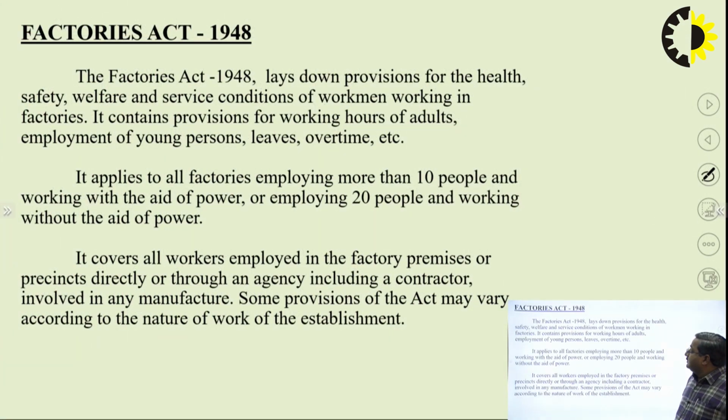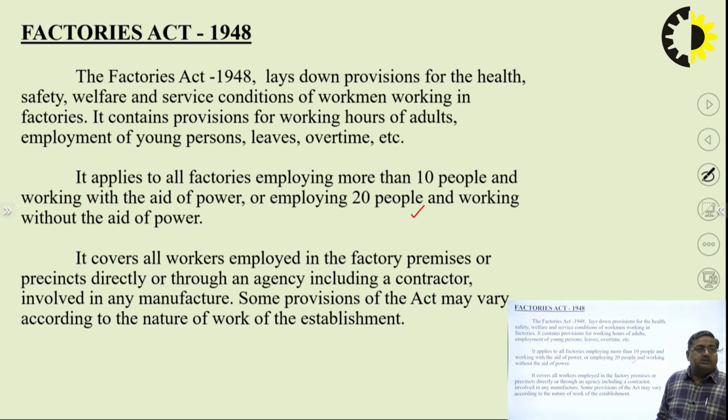First we go into the details of the Factory Act 1948. The Factory Act 1948 lays down provisions for the health, safety, welfare and service conditions of workmen working in factories. It contains provisions for working hours of adults, employment of young persons, leaves, overtime, etc. It applies to all factories employing more than 10 people and working with the aid of power, or employing 20 people and working without the aid of power.